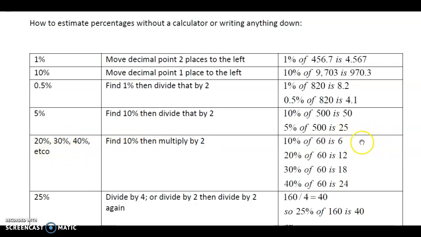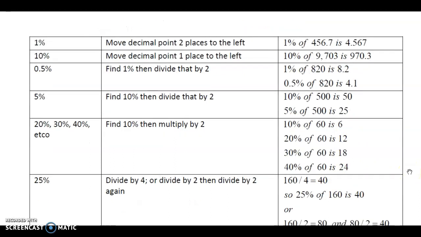So here are some examples. If 10% of 60 is 6, then 20% would be 12, because that would be times 2. 30% would be 18, because 6 times 3 is 18. 40% of 60 would be 24, because 6 times 4 is 24. You could do that for other percentages as well. You might not want to do it for 50% because there's a shorter way to do it for 50, but for 60, 70, 80, 90, and so forth.